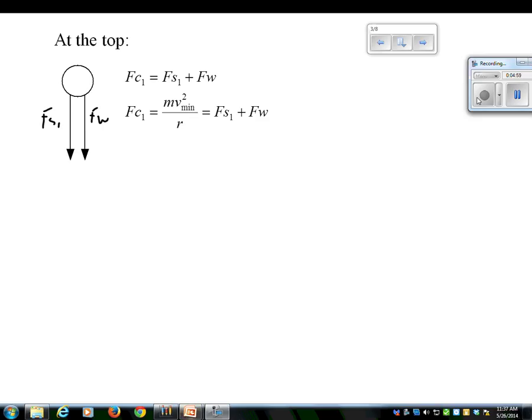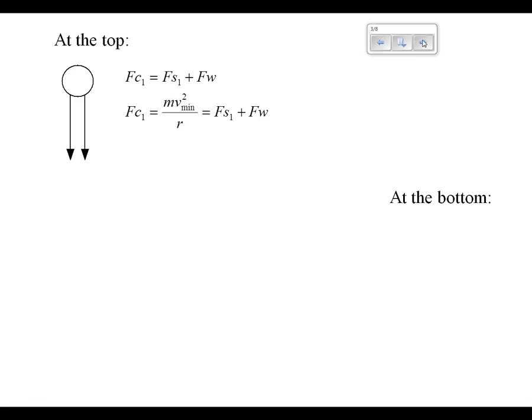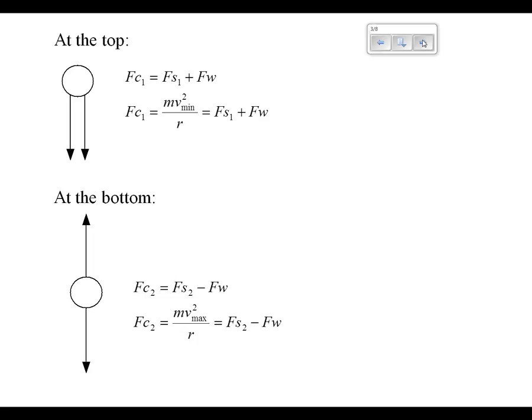The centripetal force is a total of mv squared over r. We learned that the other day. And that v is the minimum. So I put down m v min squared divided by r, and that's equal to string force 1 plus FW. At the bottom, we've got the opposite. Centripetal force 2 is equal to the string force minus the weight force. This one is the string force. This one is the weight force.